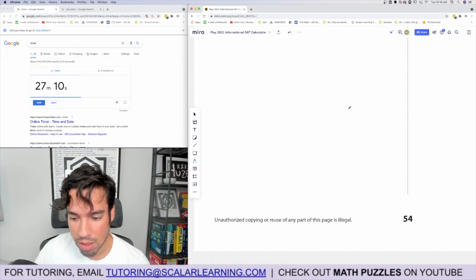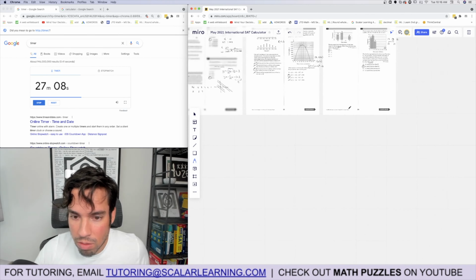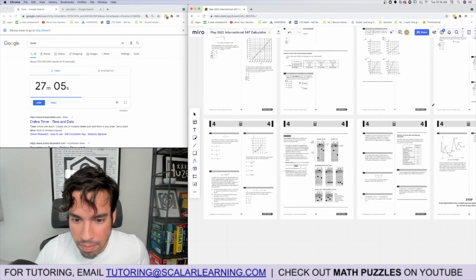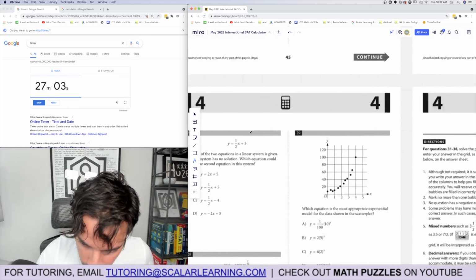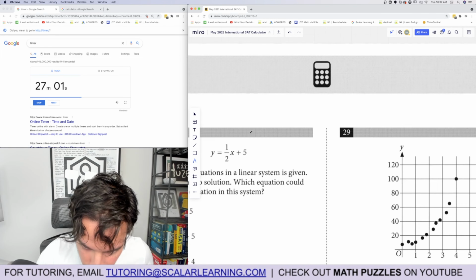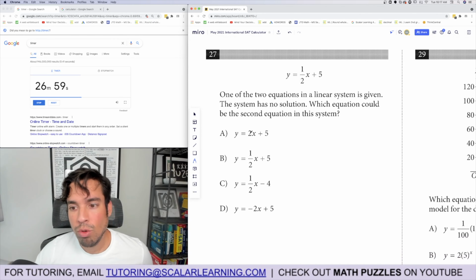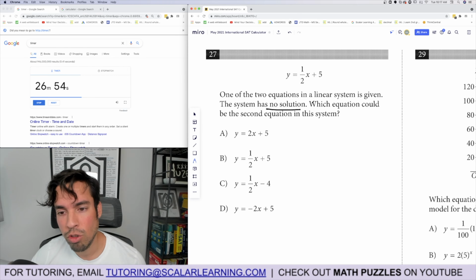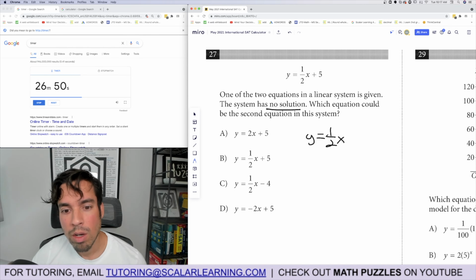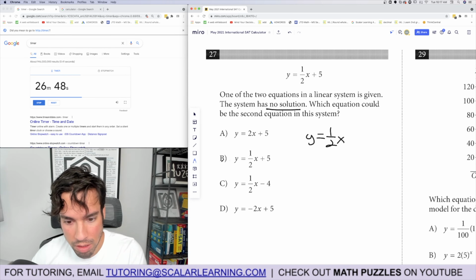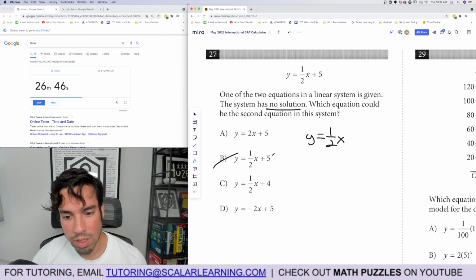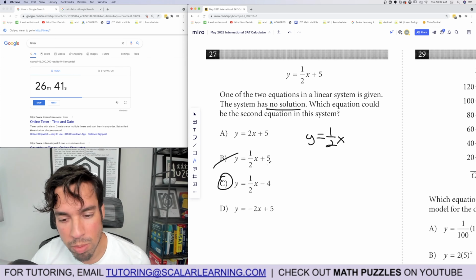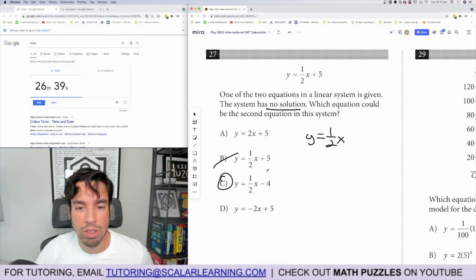Okay, 27. Let's go down, zoom out a little bit. One of the 2 equations in a linear system is given. The system has no solutions, so the other one has to be parallel to this, meaning it has to have the same slope. Which equation could be the second equation in this system? Not this one, because that would be infinite solutions. It's this one. Same slope, different y-intercept. If it's same slope and same y-intercept, same line, infinite solutions. Okay.